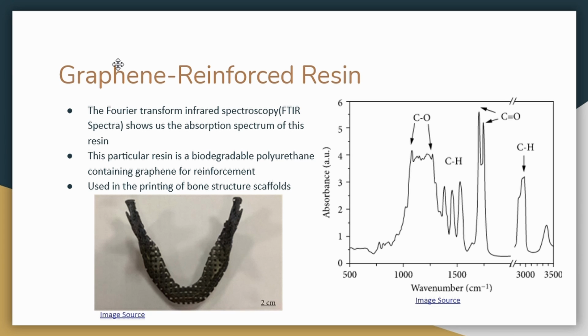Graphene reinforced resin is still in development, but it is intended to be used for bone structure scaffolds and bone tissue engineering. The weight percent of this composition consists of 37 weight percent triethylene glycol dimethacrylate, 62 weight percent polyurethane, and 1 weight percent of phenobis phosphine oxide.